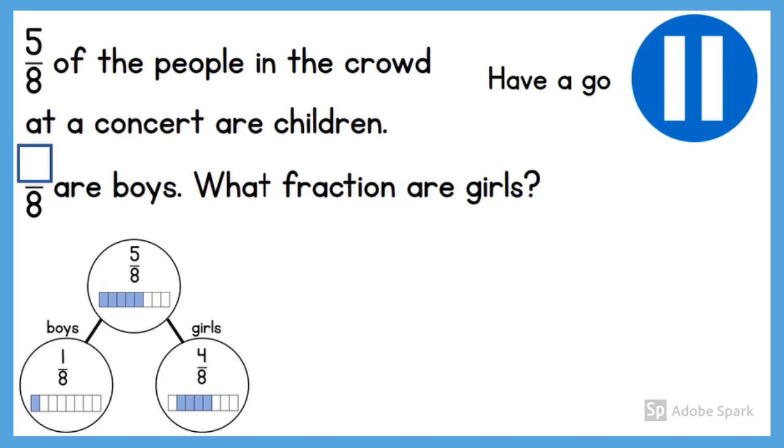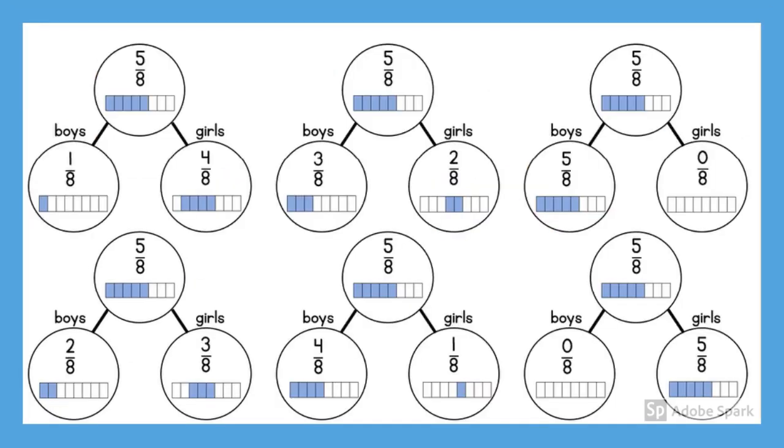If the fraction that are boys is 1/8, the girls must be 4/8. 1/8 and 4/8 make 5/8. Did you manage to find the rest of the combinations? Great job. Did you notice that the numerator in each of the parts of the part-part whole model add together to make the whole? So from each part, the numerators will add to make 5.